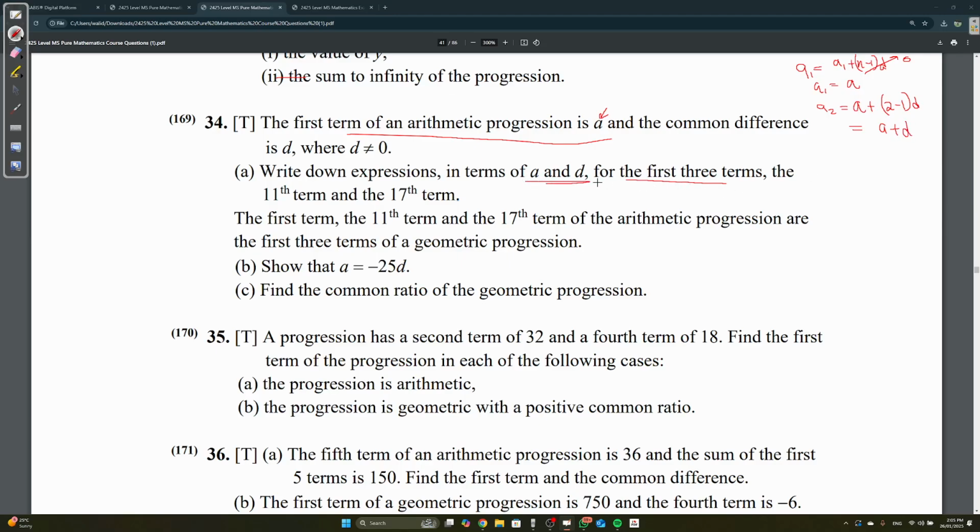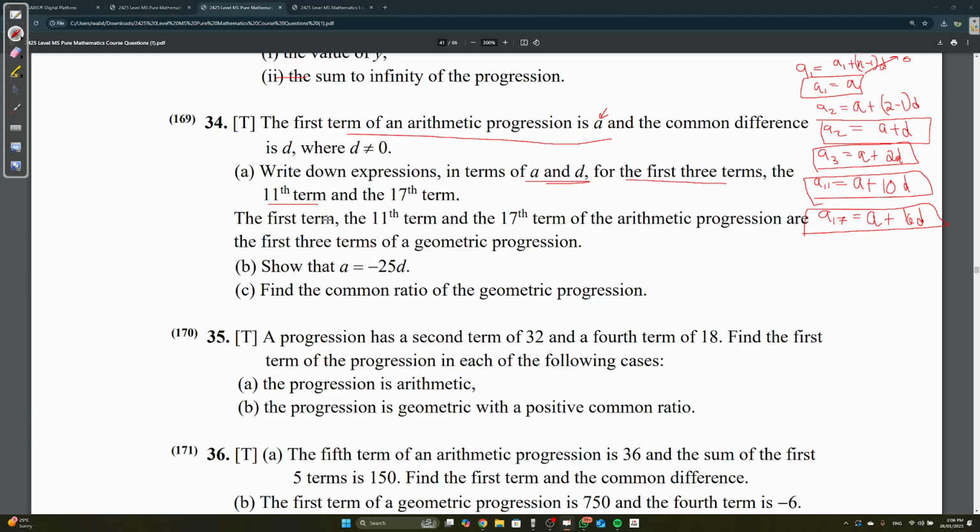They're saying write it in terms of a and d, so your answers are supposed to look like this. For a3, using the same rule, a plus 3 minus 1 d, which is a plus 2d. For the 11th term, a11 is equal to a plus 11 minus 1, which is 10d. Very easy. And for the 17th term, a17 is equal to a plus 17 minus 1, 16d. These questions, part A is very easy.